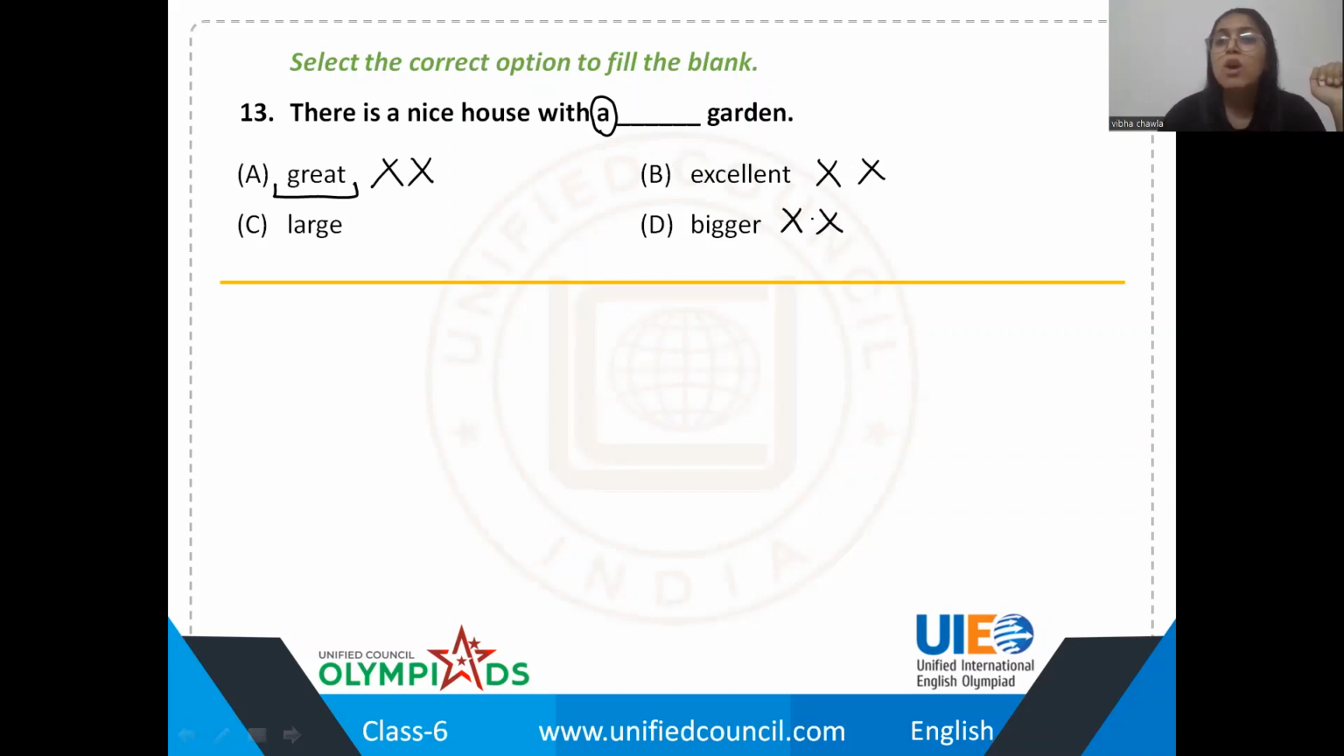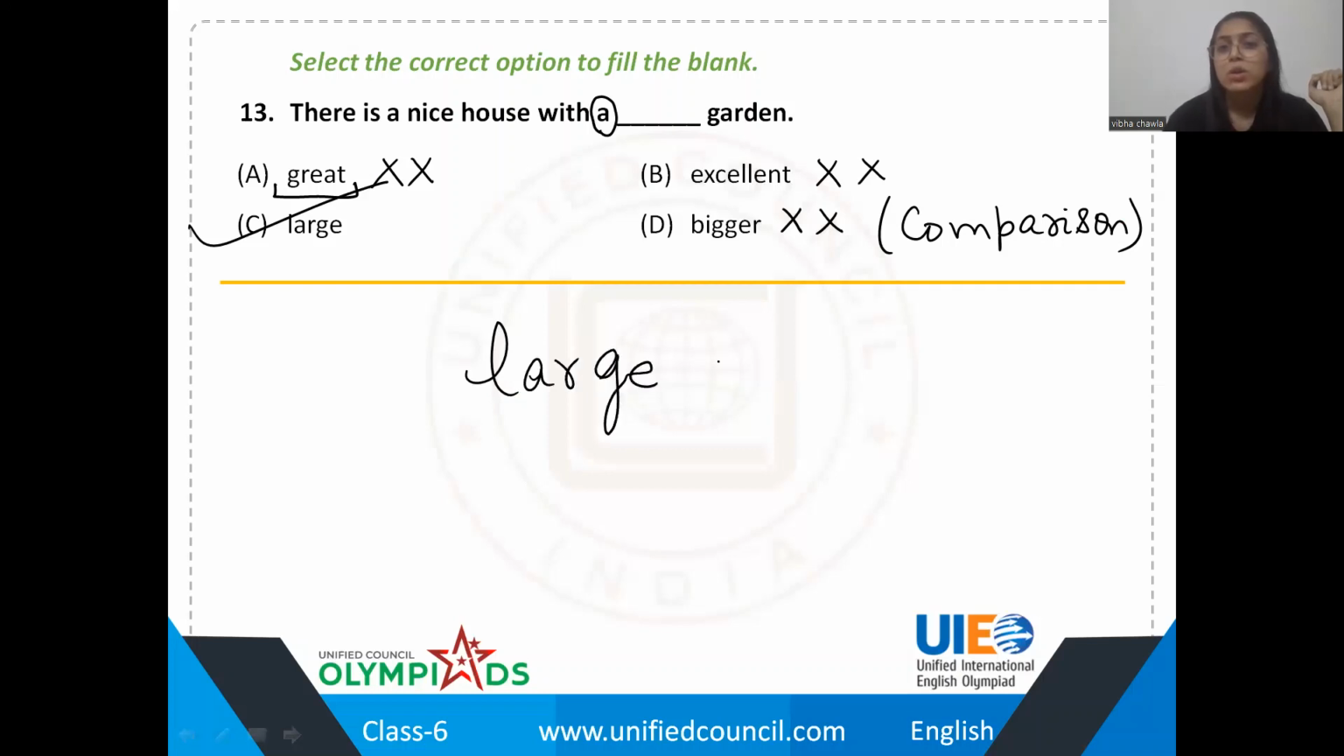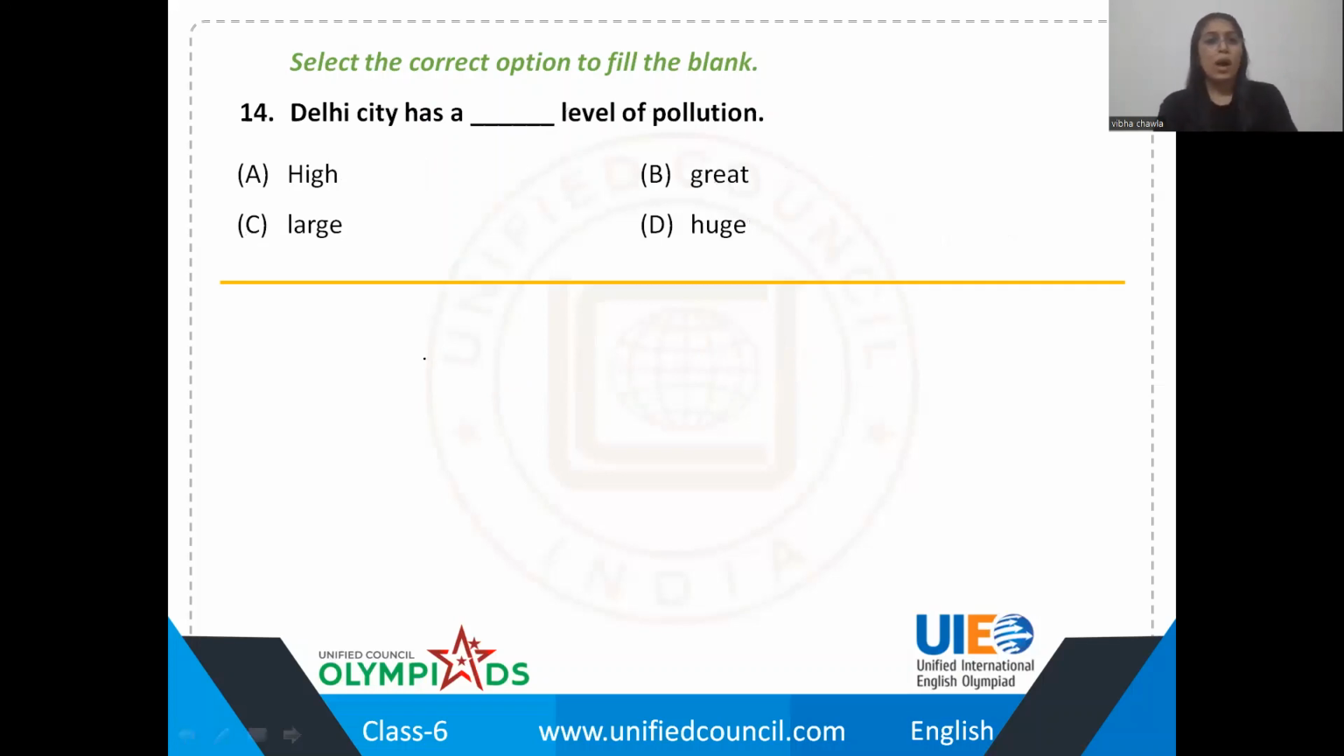Bigger is ruled out because we are not making any comparison here. Whenever we are comparing two things, only then is the comparative degree used, so this is eliminated. The only correct option here is large. Large means extensive. A large garden. This is the perfect answer for this question, option C.